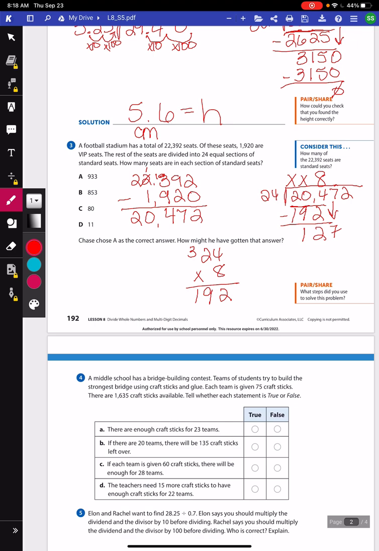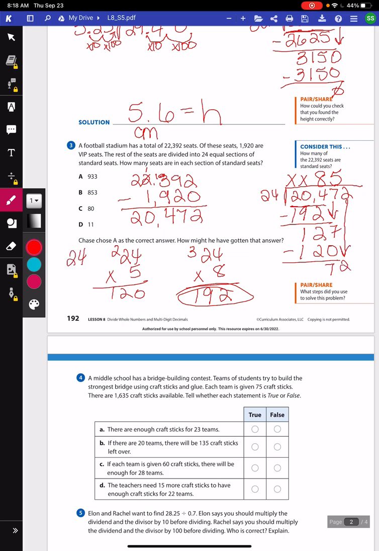Well, let's think. So this is 172, so I know it's going to be less than 8. Okay, so let's try 5. So 24 times 5, 5 times 4 is 20. Keep my 0, carry my 2. 5 times 2 is 10, plus 2 is 12. So I get 120. Put my 5 up here. 5 times 24 is 120. I subtract and get 7. Bring down my 2. 24 can go into 72 how many times?